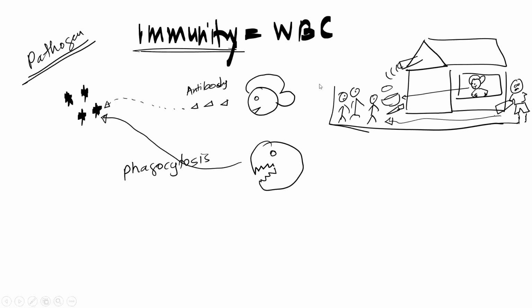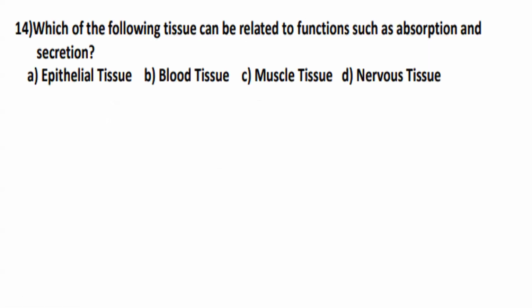Okay, hurry. Then let's go to our question. Question number 14. Which of the following tissues can relate to functions such as absorption and secretion? Can you all remember? If you can't remember the functions of the epithelial tissue, what should you all get in the O-level exam?